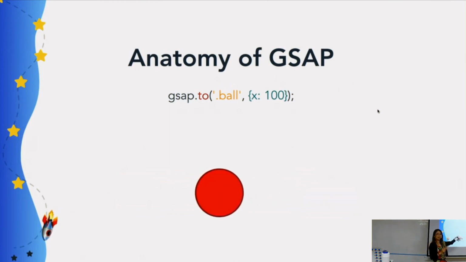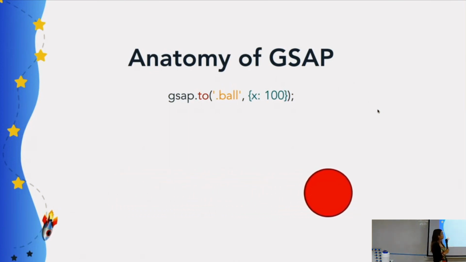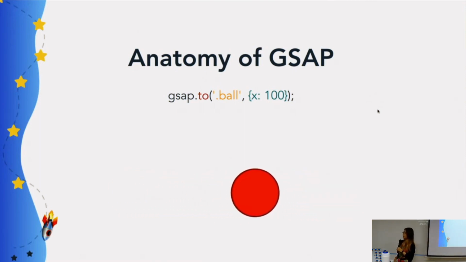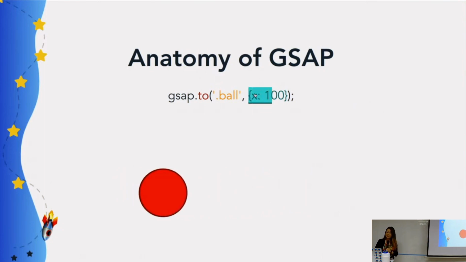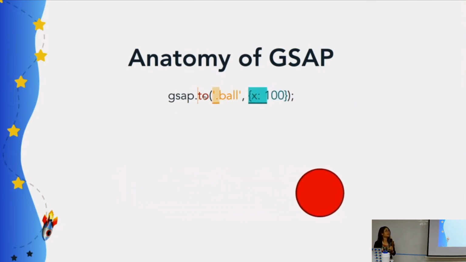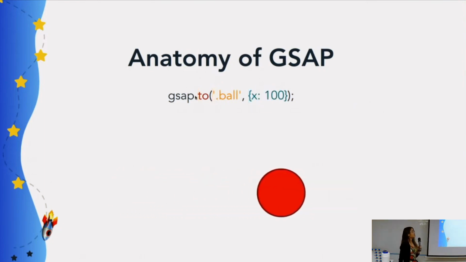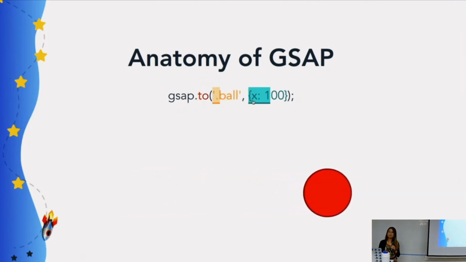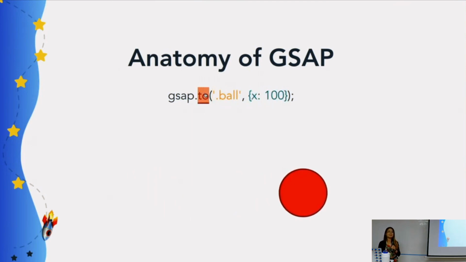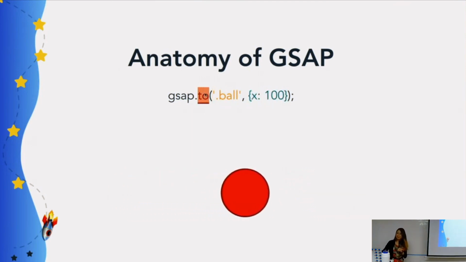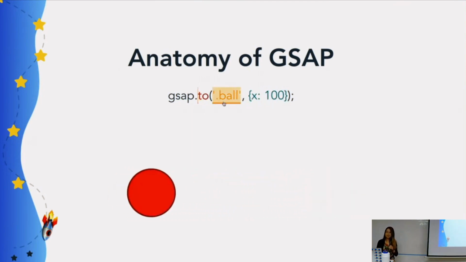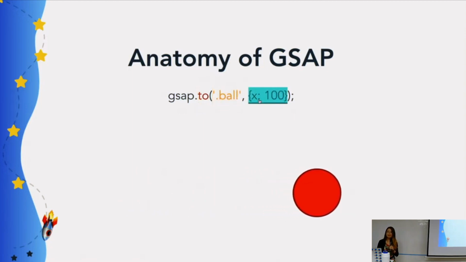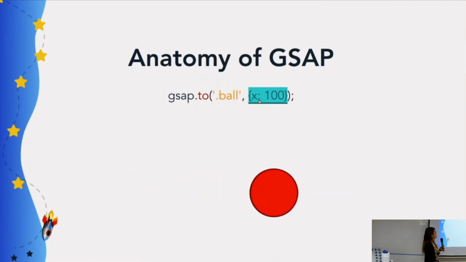So here we have exactly the same animation as we just saw on the previous slide. We have a ball and it's moving across the screen 100 pixels to the right. And above the animation, we see the line of code responsible for running it. I have here broken down this line of code into 3 parts, and we're going to drill into each of these parts and see what's going on. So in red here, we have the method name. In yellow, we have the target. And in green, we have the values.